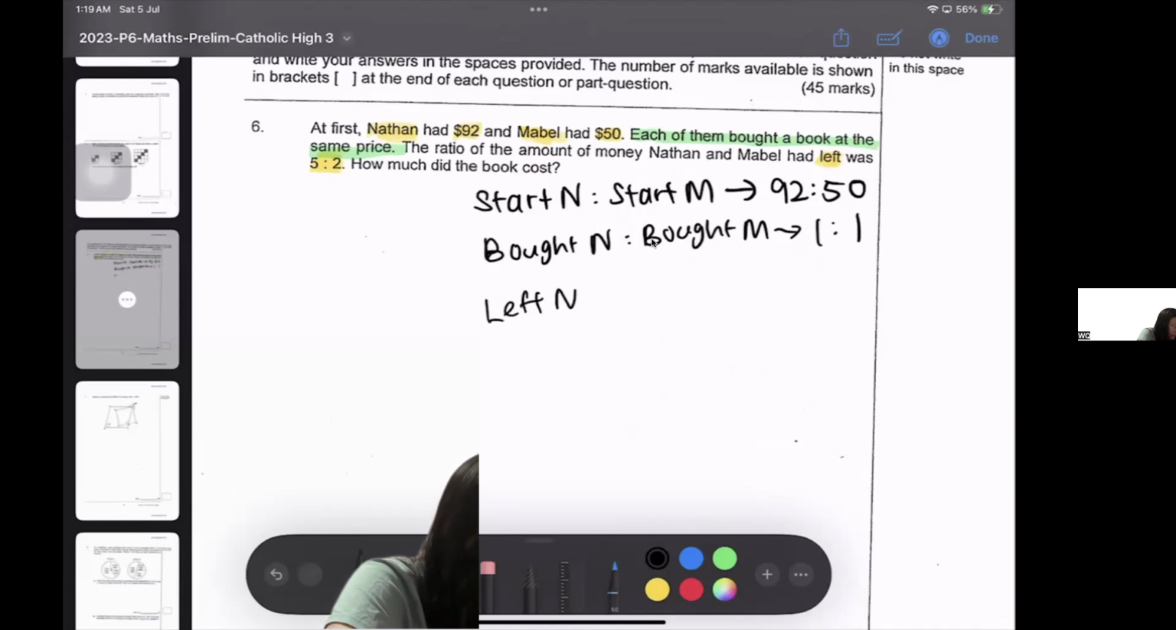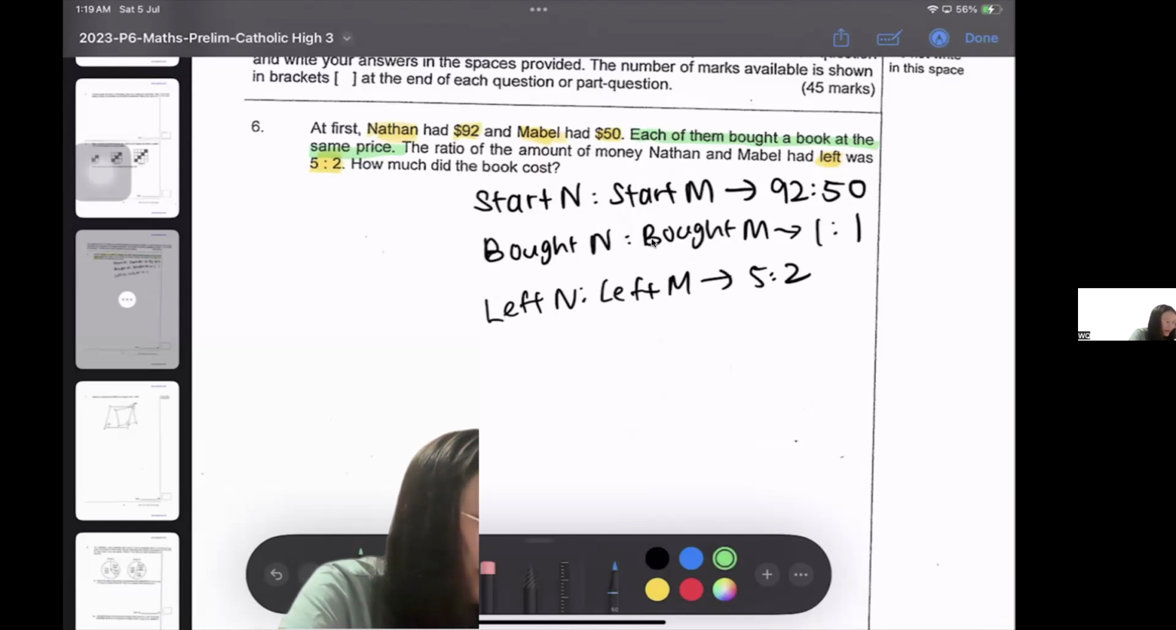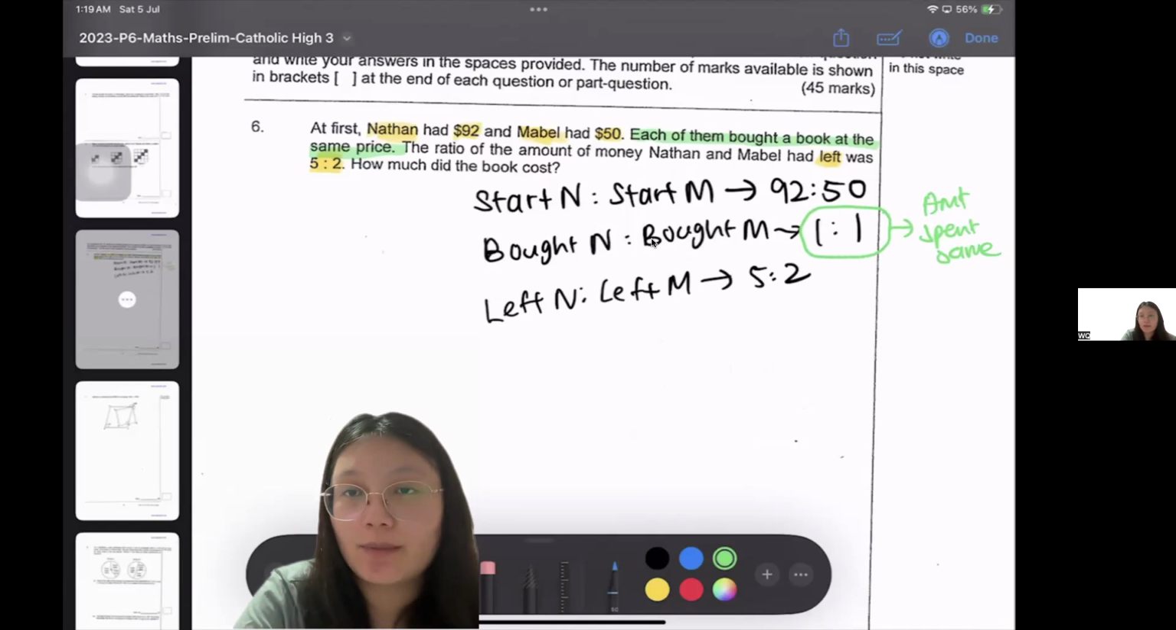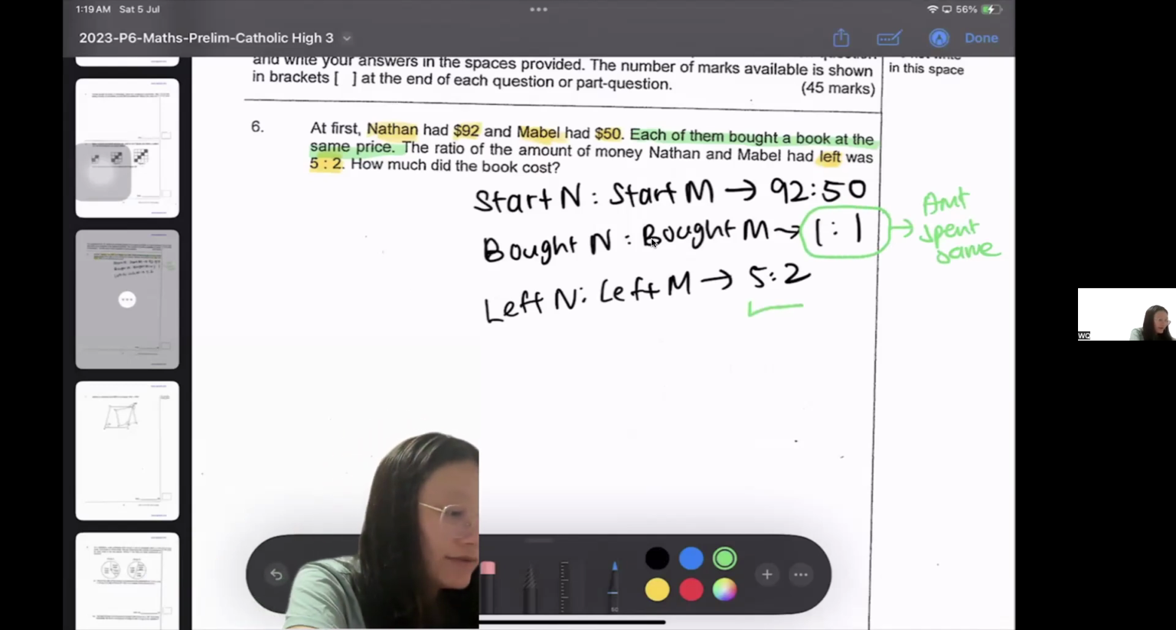Left N is to left. M is basically 5 is to 2. So what we did is, because the amount spent is the same, we needed to find what is the amount spent. We can easily find what is the amount spent by finding the difference between 5 is to 2. That will be the same as the difference between the start, which is 92 and 50.